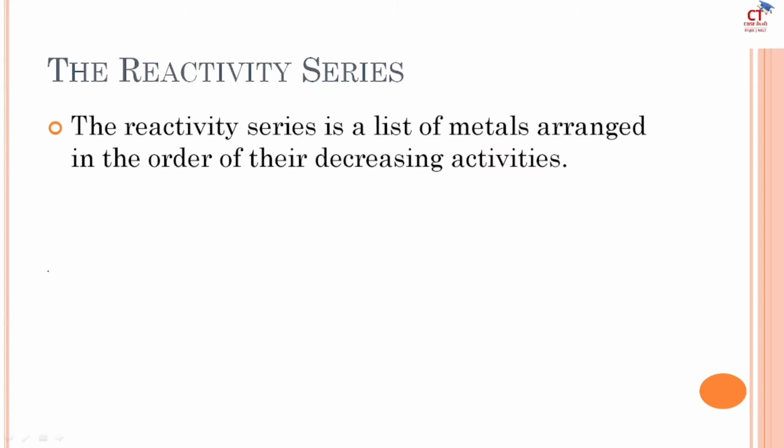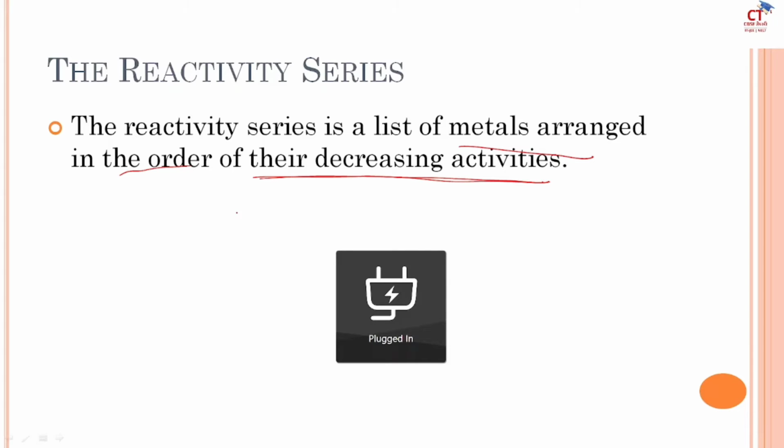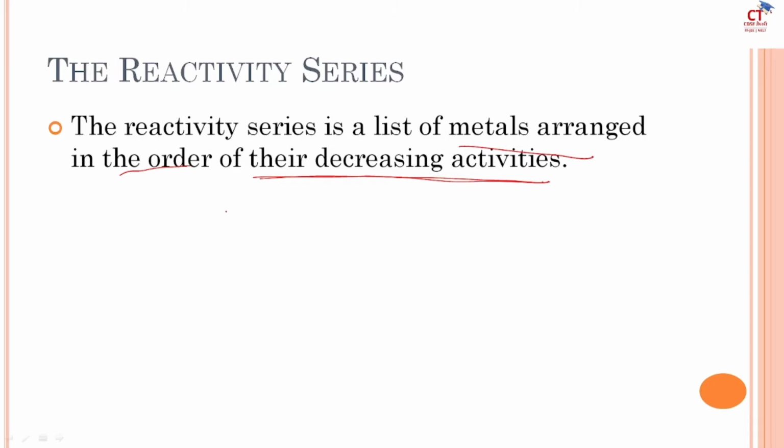This is the reactivity series. What is a reactivity series? The reactivity series is a list of metals that is arranged in the order of their descending activities. That is, as we have seen, Fe replacing CuSO4. Why does this occur? Because Fe is more reactive than copper. As a result, it can easily replace copper.